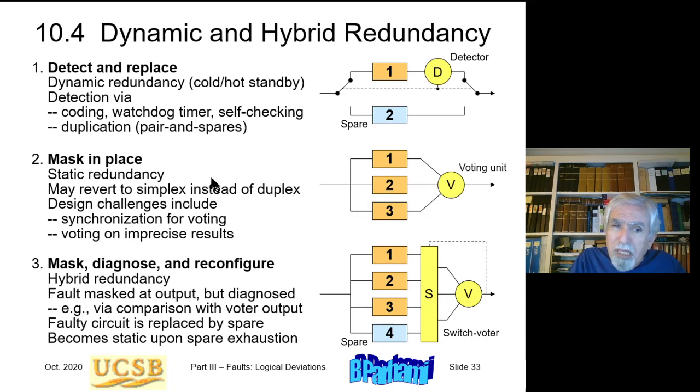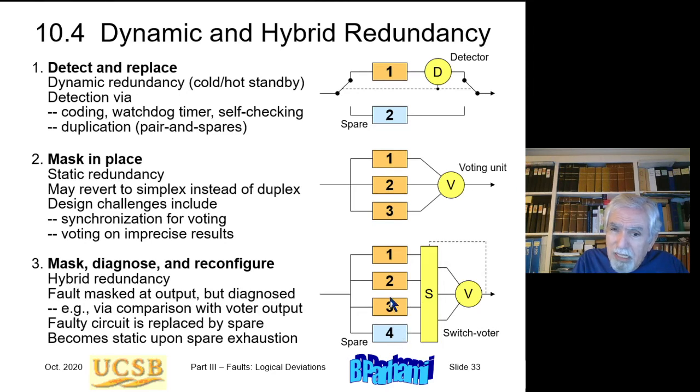Okay, the triplication and voting masks the fault in place. So if this unit 2 is faulty, its output is masked. It doesn't affect the system output. And then we can use a combination of these two known as hybrid redundancy. So what is hybrid redundancy? We have 3 operational units that are capable of masking one fault. Now the problem with masking the fault is that we have 2 good units and one that is faulty. What happens if one of these good units fails subsequently? Then we can get an incorrect output. So this is not tolerant of 2 faults. If we have 2 faults, then we may produce an incorrect output.